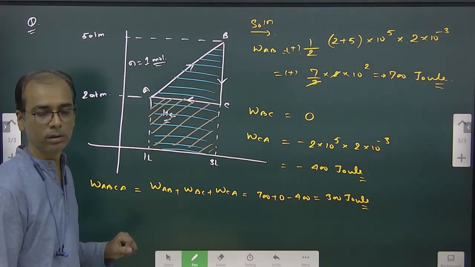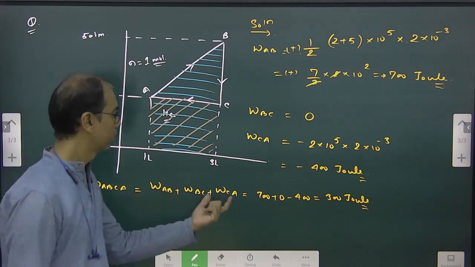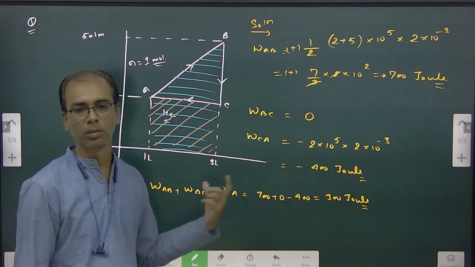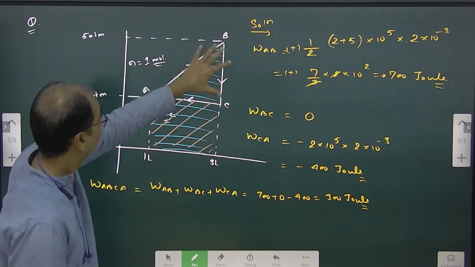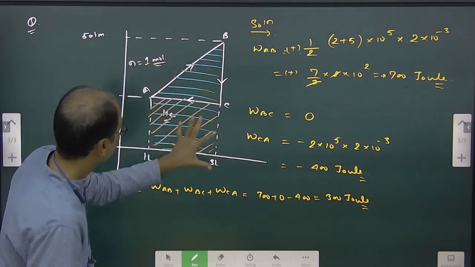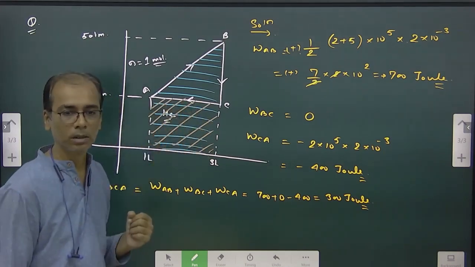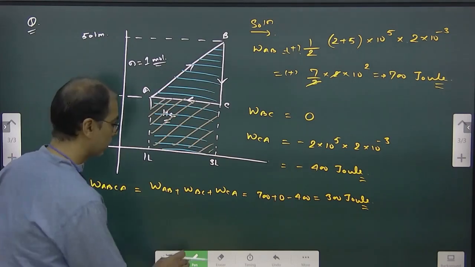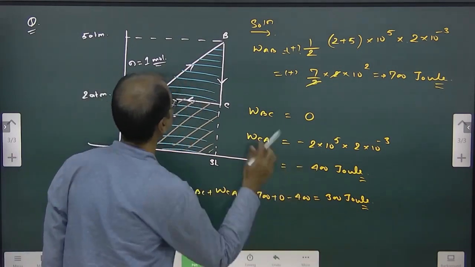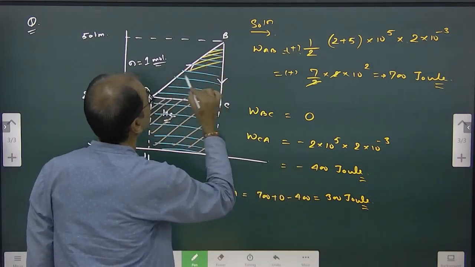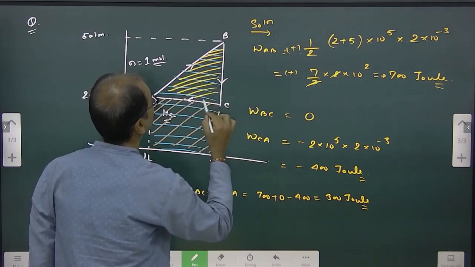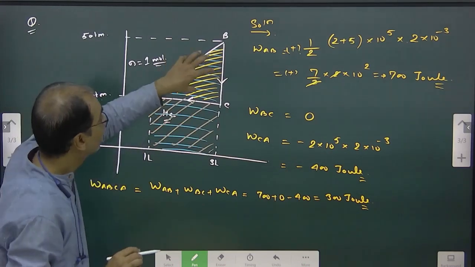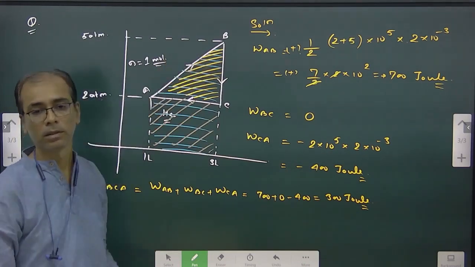Work done in ABCA is what? What you have done? Work done in AB minus work done in CA. Subtract it. That means from this entire thing, you have subtracted this. So what's coming? This alone. Okay, this alone is coming. So in this process, work done will be area under this cyclic process.